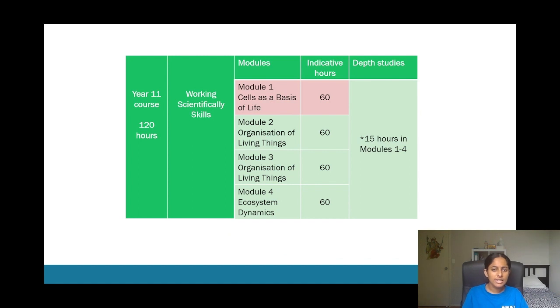Throughout your working scientifically skills, alongside this, you'll also have your four modules, like I mentioned, and each module is around 60 hours. That's the amount of time you'll be spending on it in school. And then you also have something called depth studies. Depth studies are pretty much a research task that your school gives you, and around 15 hours will need to be taken to do the research task, at least in school. But sometimes schools may take some time outside of your study time in school, and they may ask you to do the depth study at home as well.